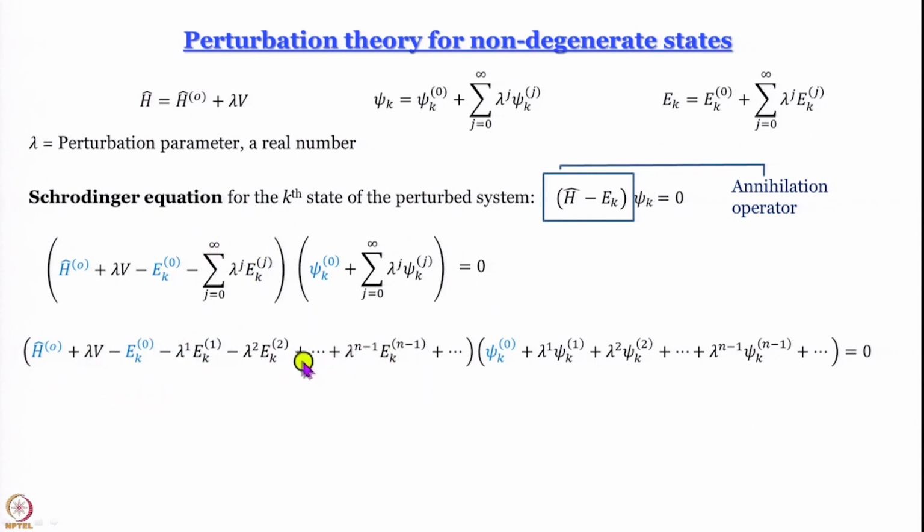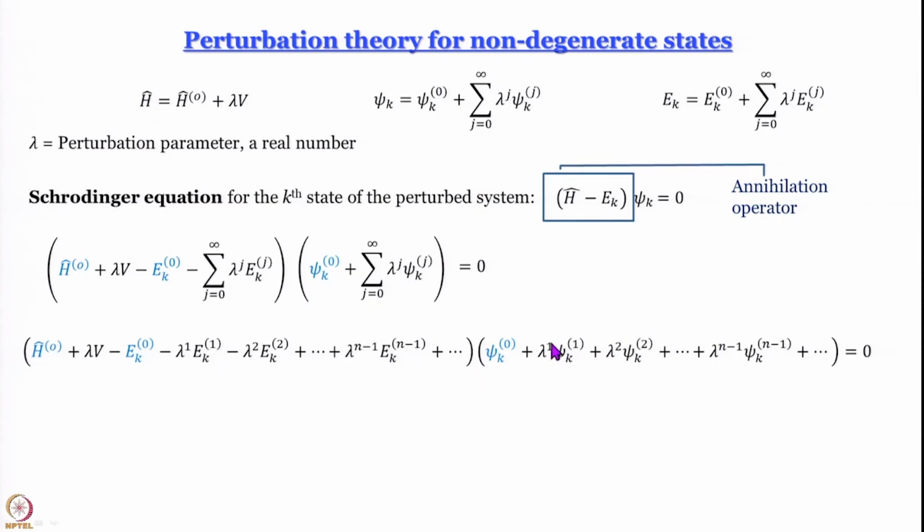So, I just expanded this: lambda to the power 1, first order correction to energy, minus lambda square, second order correction to energy, and so on and so forth, lambda to the power n minus 1, the n-1th correction to the energy, and so on and so forth. There is a reason why I have written n minus 1, and you might wonder what happened to this j equal to 0 term. The j equal to 0 term is subsumed here, you can think. It is not really, there is no point in writing it separately. Similarly, we expand the wave function as well.